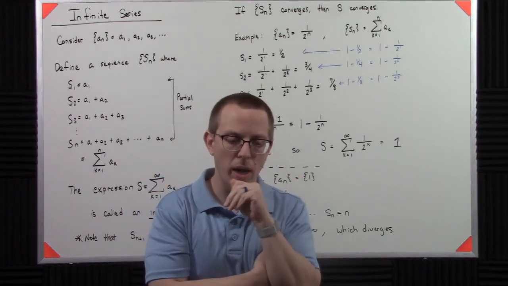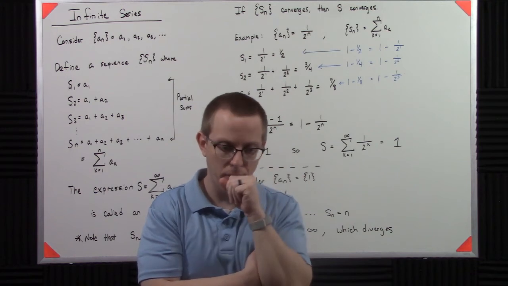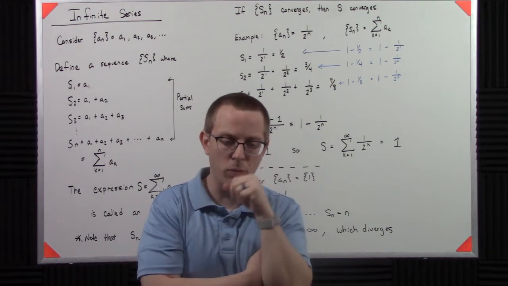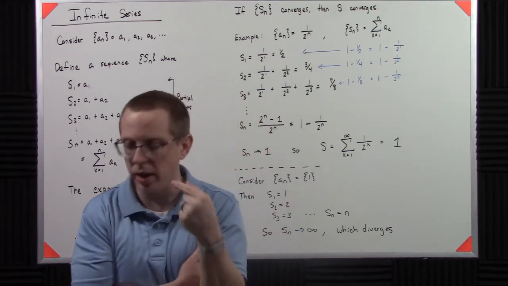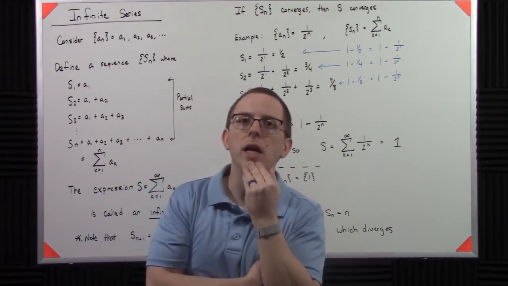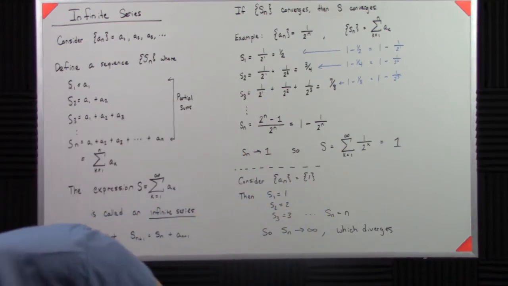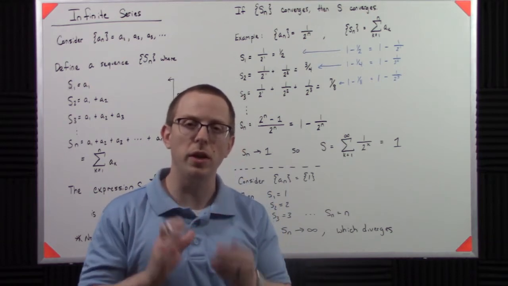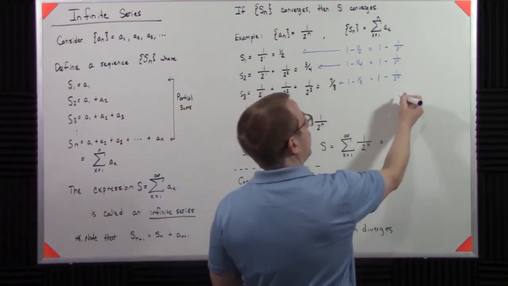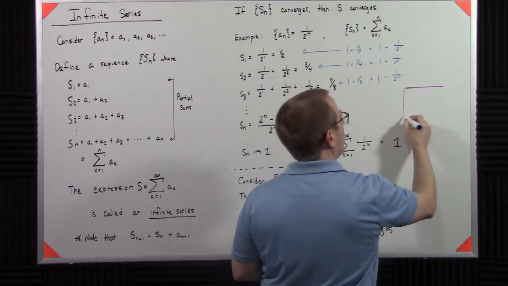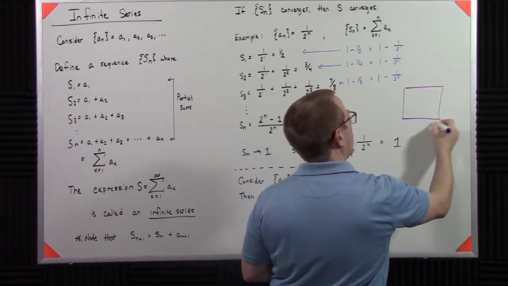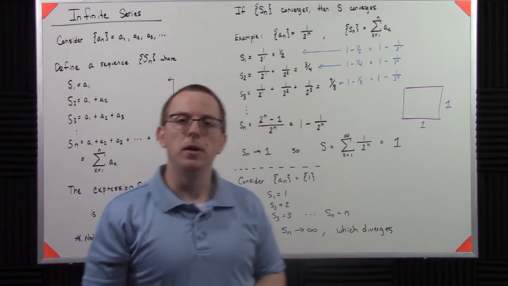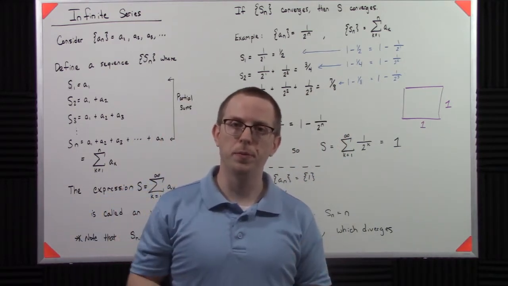Because it's saying, okay, if I take half, and then I add up half of what's left, and then half of what's left, and half of what's left, what do I get, right? So let's take a look at that. I didn't draw this originally, but I want to draw this because this is a really interesting idea. So if I have a 1 by 1 square, so it has total area 1, okay?